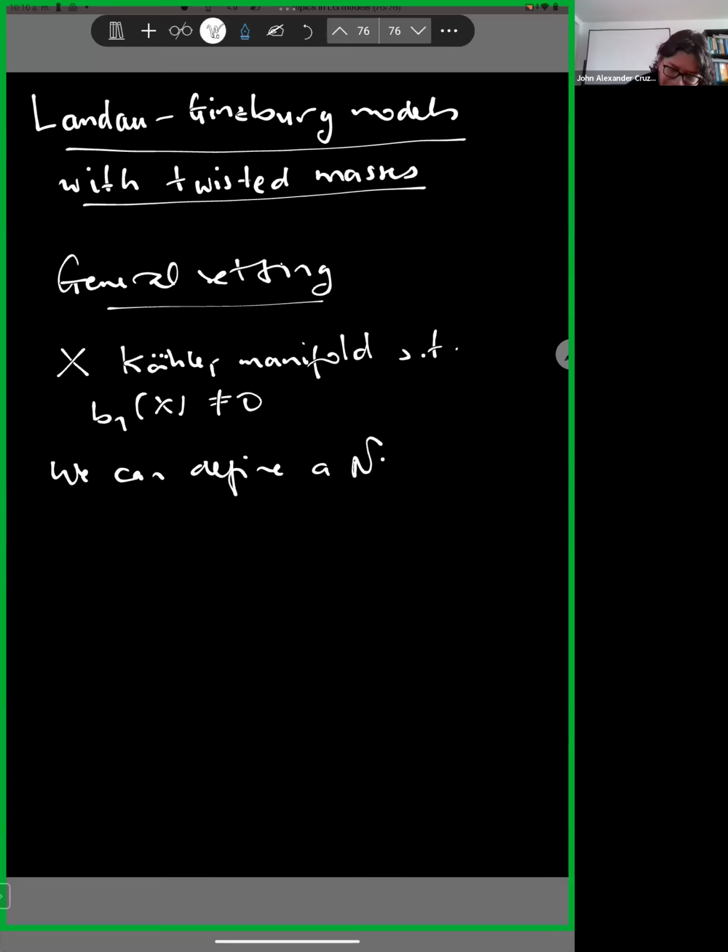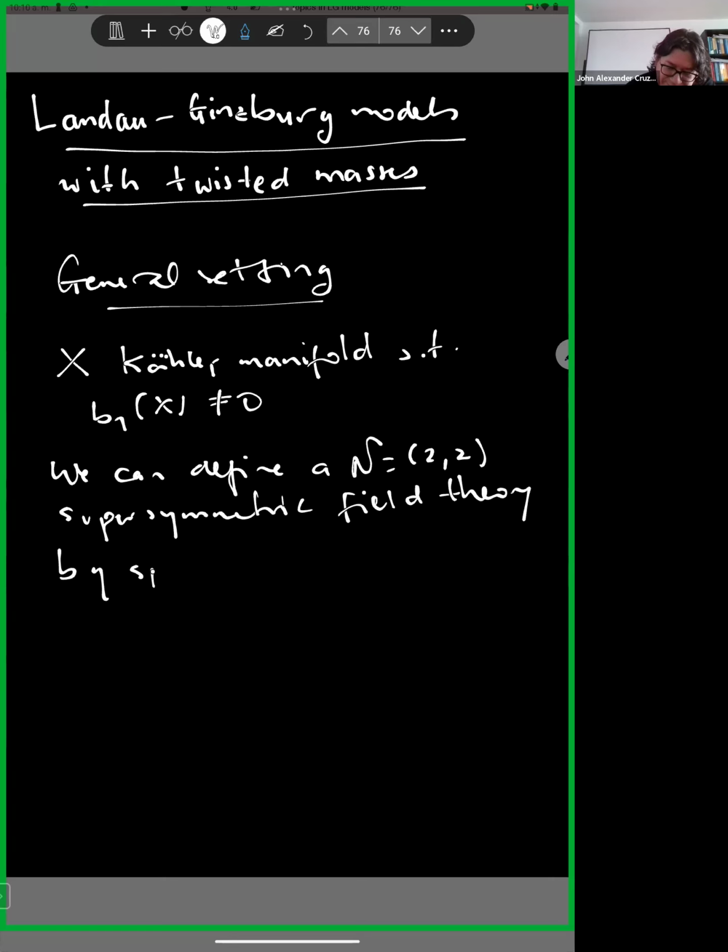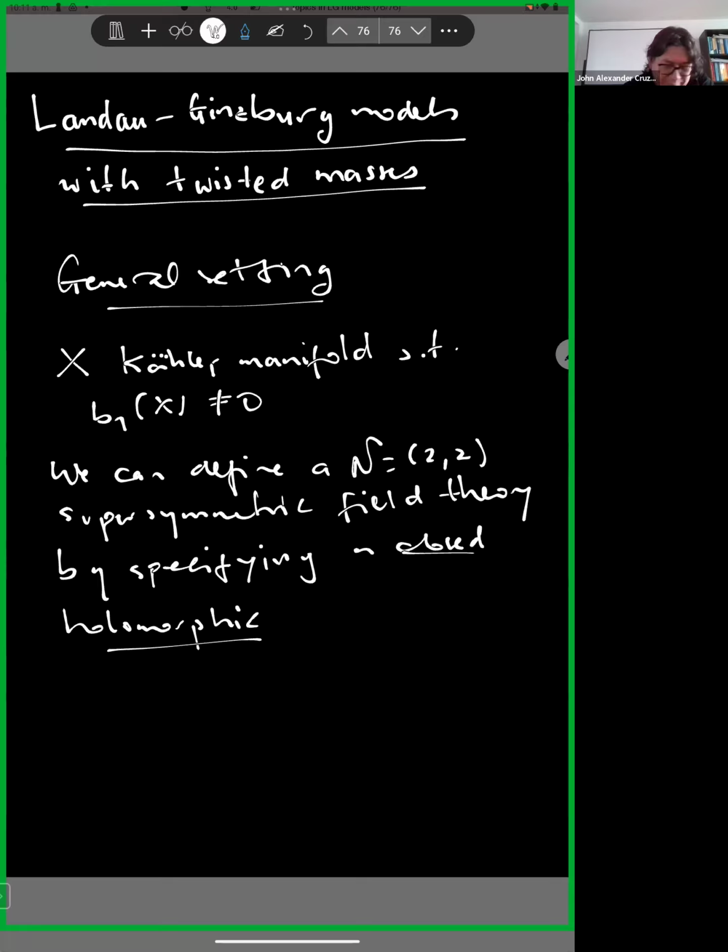And then again, we can go to the physics, and so we can define an N equal to supersymmetric field theory, the kind of theory we discussed in the first lecture, by specifying a closed holomorphic one form, let me call it alpha, on X, instead of a holomorphic function.